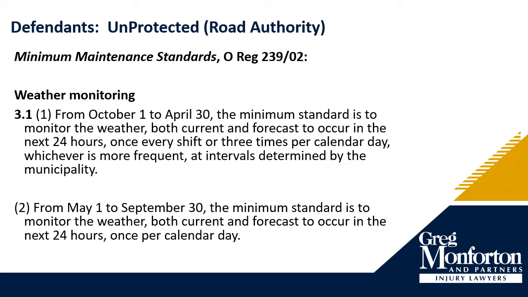Now, per the minimum maintenance standards, you can see that between October 1 and April 30th, weather monitoring is to be done once every shift or 3 times per day. And so again, the County of Essex will use the AccuWeather to do this. And when I do request productions, I will get the AccuWeather reports that they did pull during those shifts. Between May 1 and September 30th, so the warmer months, the weather monitoring is only required once every calendar day.